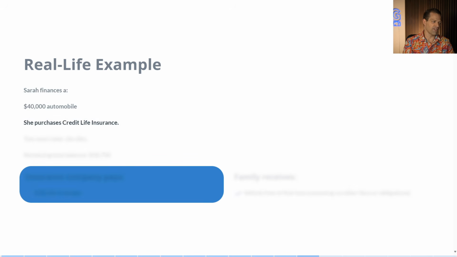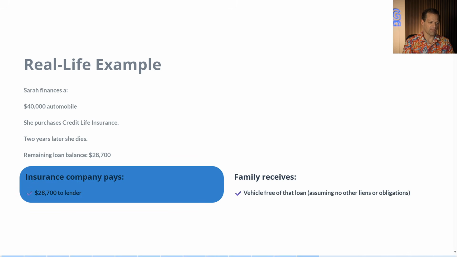So this is just a real life example. $40,000 automobile. She gets credit life insurance. She dies 2 years later. The remaining balance is paid off by the insurance company, and the family receives the vehicle free of that loan.